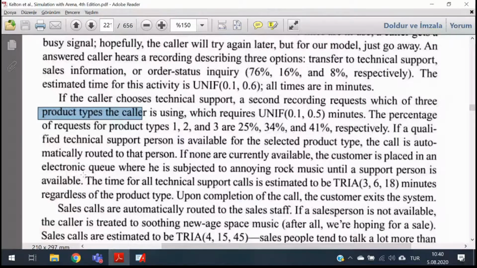The time for all technical support calls is estimated to be triangular with 3 minimum, 18 maximum, and 6 most likely duration in minutes, regardless of the product type. Upon completion of the call, the customer exits the system.